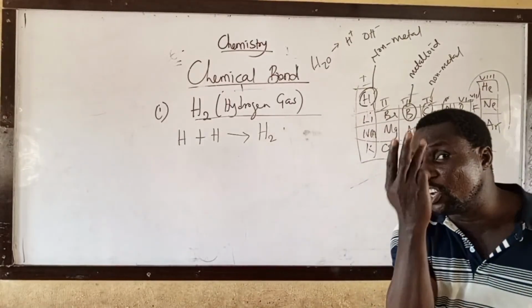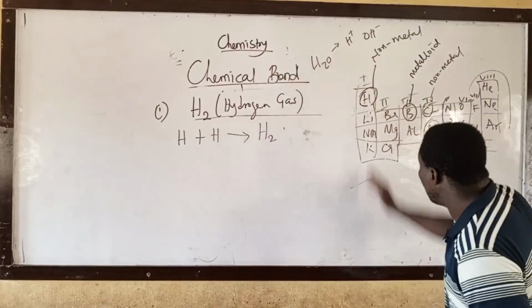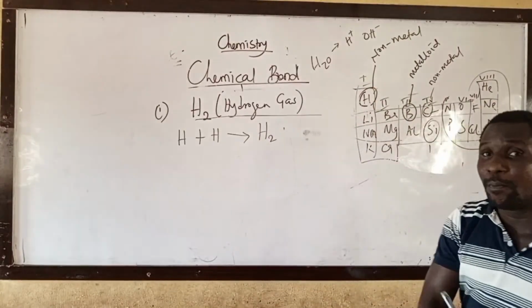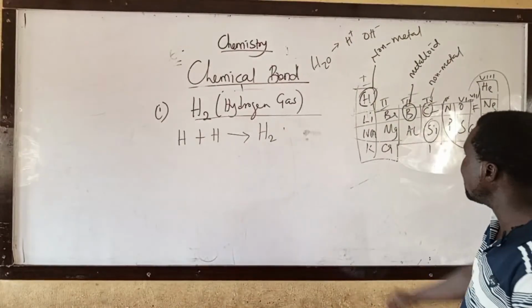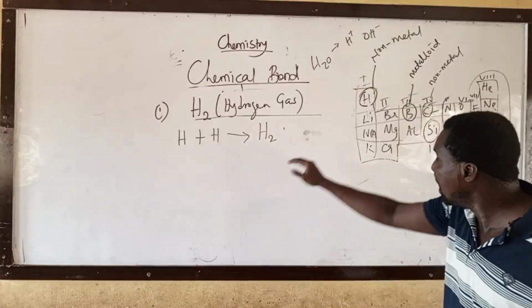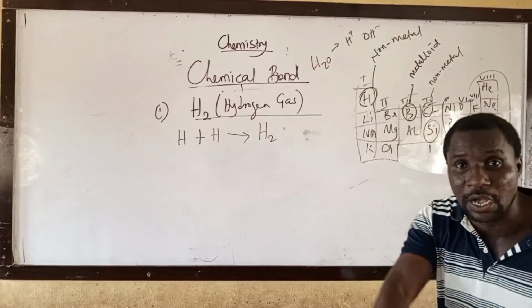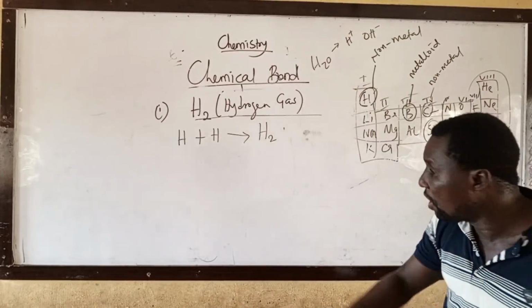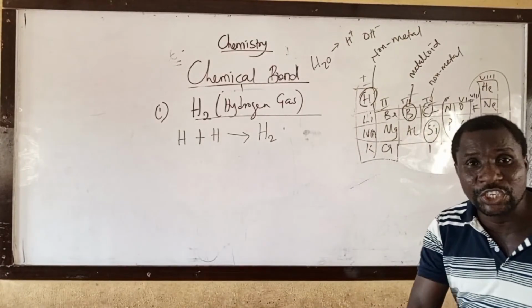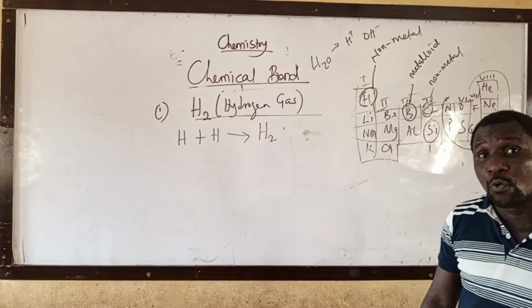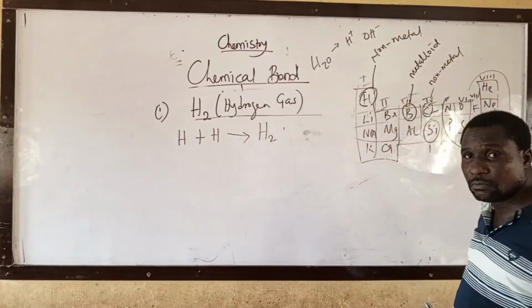Period is number of what? Shell. Group is number of what? Electron. Period is number of what? Shell. Element in period 1 has how many shell? 1 shell. Element in period 2? 2 shell. Element in period 3? 3 shell. Element in period 4? 4 shell. That is hydrogen and helium, they have only 1 shell. They are in period 1.